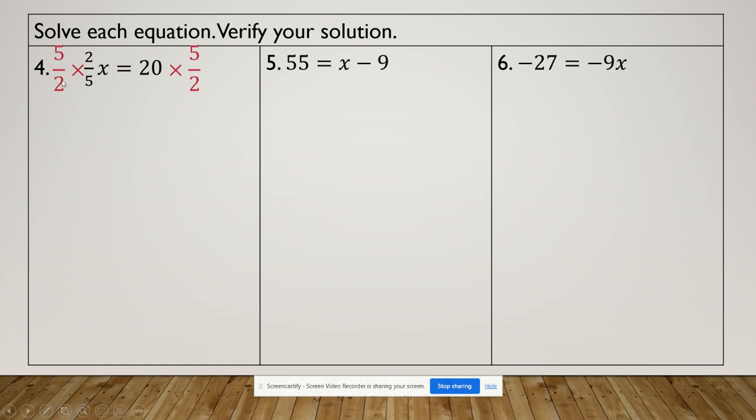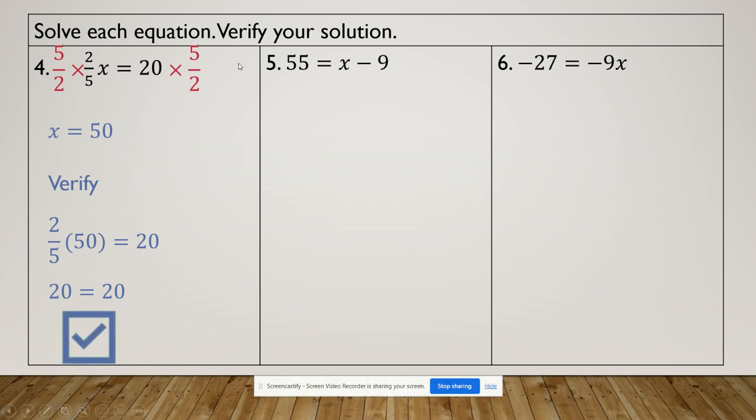Now when we do that, we're left with x is equal to 50. 20 times 5 is 100. 100 divided by 2 is 50. Now to verify this solution, again, we just plug 50 into our original equation. 2/5 times 50 is equal to 20. And 2/5 times 50 is 20. 20 is equal to 20. That's a true statement.